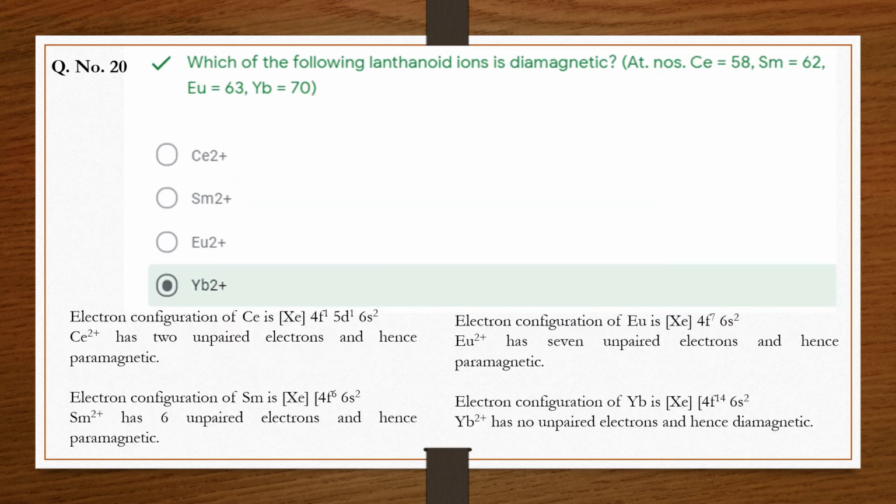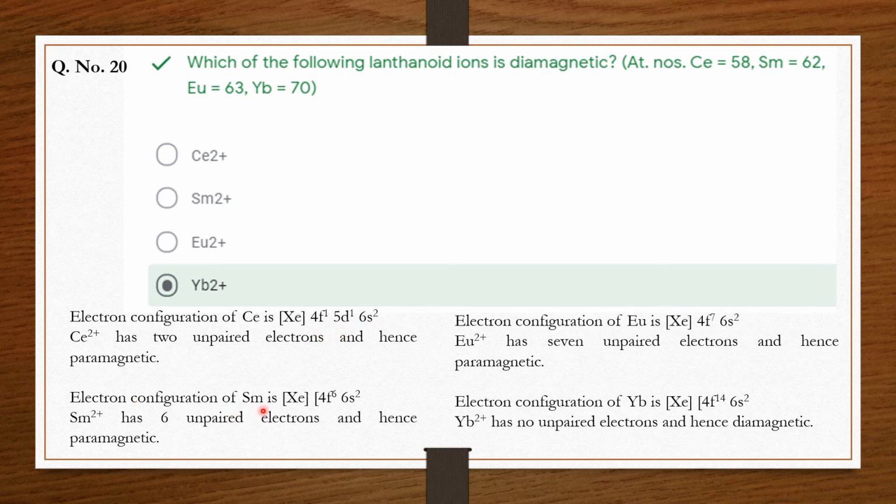Which of the lanthanide ions is diamagnetic? One of the easiest questions, as we have been given the atomic numbers also. If you know the electronic configuration, it is very easy to solve. The electronic configuration of cerium is outermost 4f1, 5d1 and 6s2. After losing 2 electrons, actually the 6s2 electrons will be lost, it will have 2 unpaired electrons.